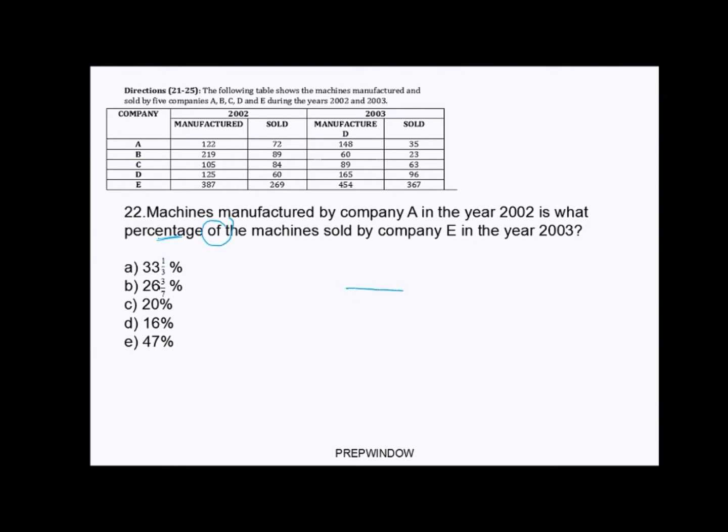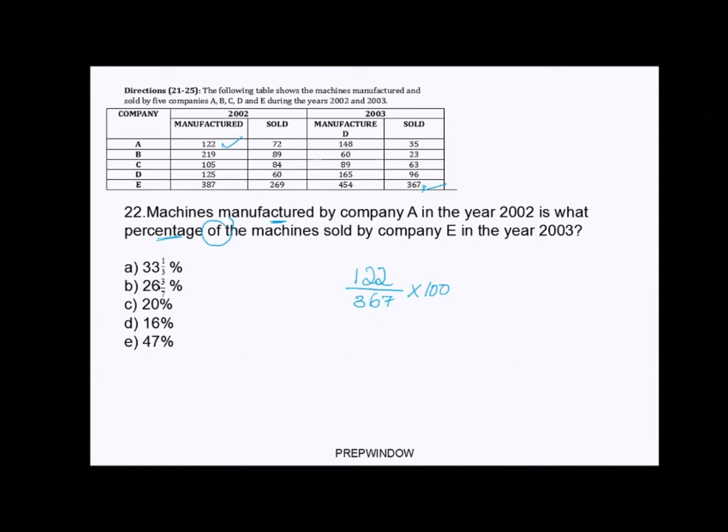The number which comes after "of" is your denominator. Machines sold by company E in the year 2003. Look at the table, company E and 2003, sold column. In the sold column it shows 367. So 367 is your denominator, 367 into 100. Now the numerator is machines manufactured by company A in the year 2002, which is 122. So 122 is your numerator. 122 divided by 367 into 100.